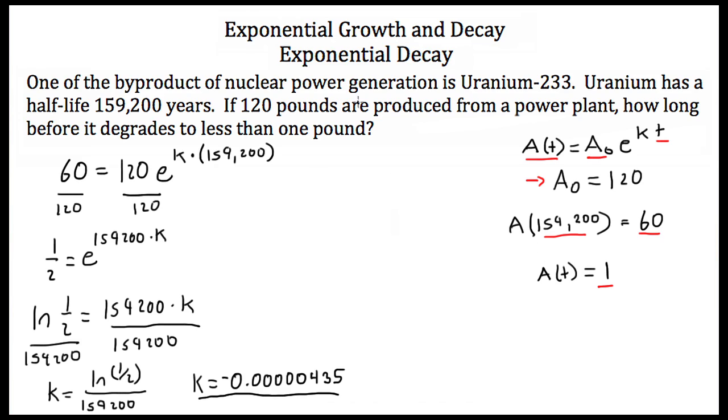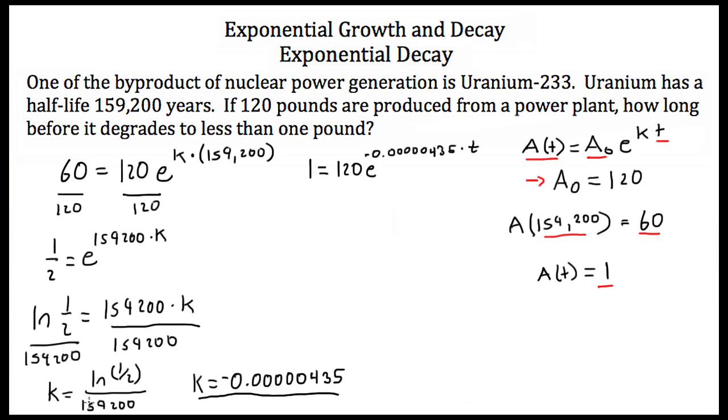But I have my k value, so I can now use that to find the time it takes to get this down to 1 pound. I go back to my initial equation. This time, A sub t is 1. This is equal to my initial amount, which is 120, times e to the k value of negative 0.00000435 times t, because t is what I'm solving for in this equation.